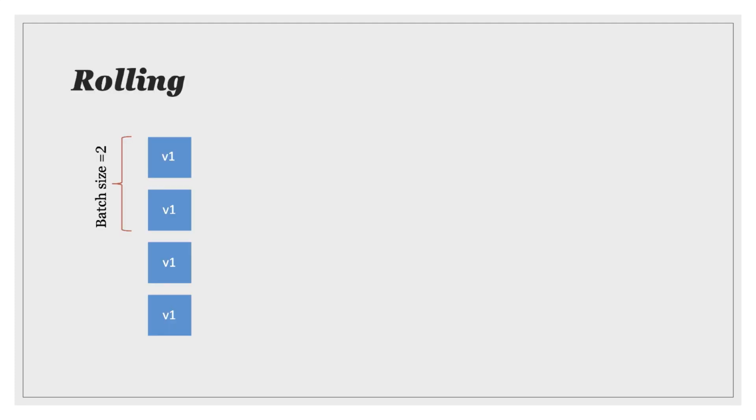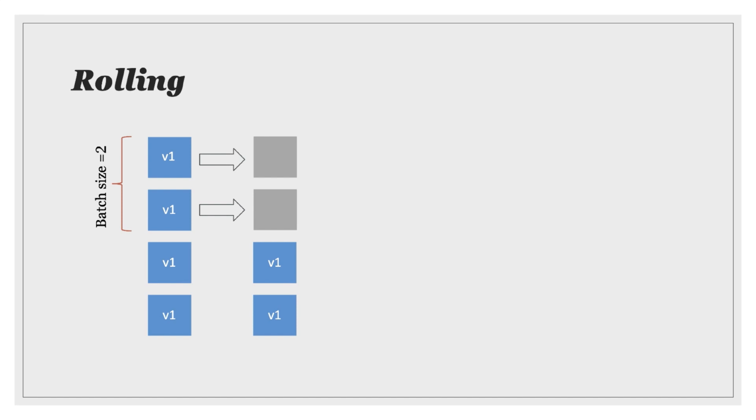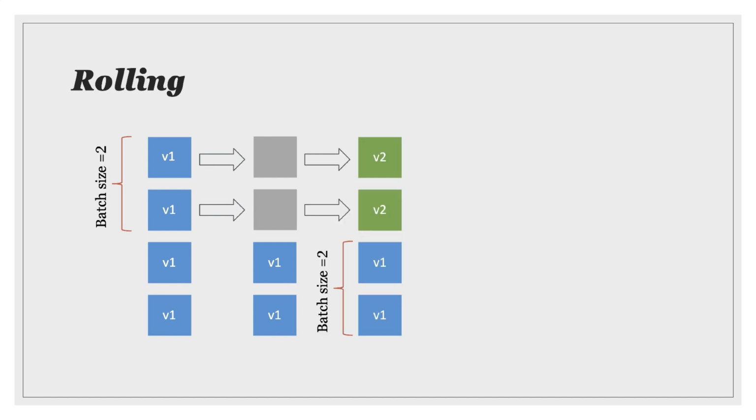The next one is rolling. Now, let's imagine you have 4 different instances and you want to update all of them. Instead of updating all the instances at once, we take a batch size. For example, we take the first 2 instances because our batch size is 2, and we take them out of service. We upgrade these first 2 instances with the new version of our application, which is version 2.